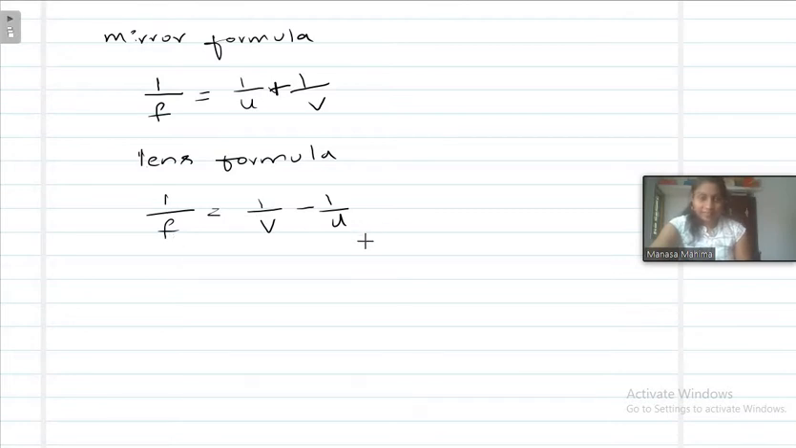Okay, this is the difference. This is the mirror formula and this is the lens formula, where we have taken 1 by v minus 1 by u.